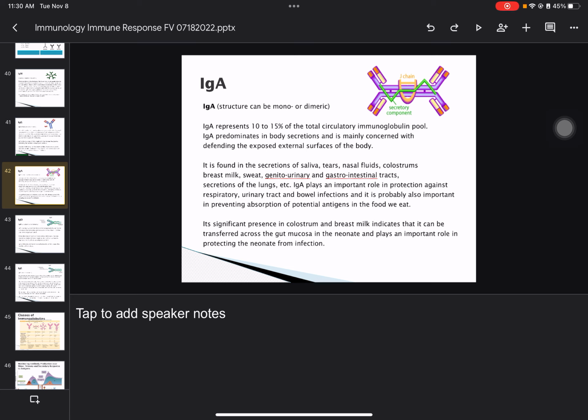But it does the same things. It can initiate the complement cascade, it can lyse microorganisms, and it can neutralize viruses and toxins.